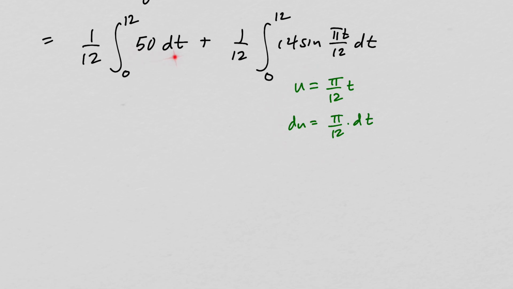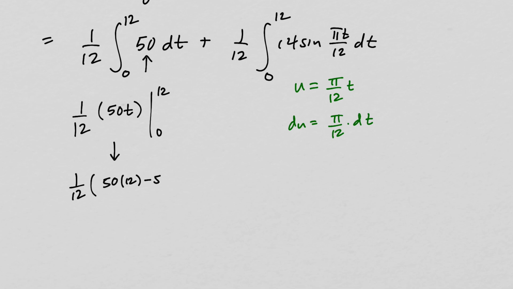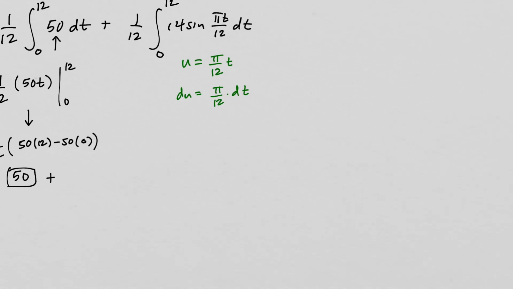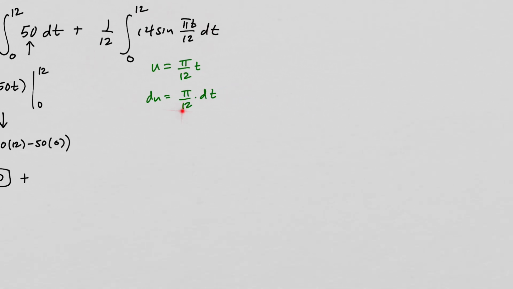And then here, this is a straightforward integral. So for this one, we just have 1/12, and then the antiderivative of 50 is 50 times t, and that's going to go from 0 to 12. So we can go ahead and calculate this directly. We have 1/12, and then 50 times 12 minus 50 times 0. And this, of course, is just going to be 50. So we'll save that value. Now we need to add to it the value of this other integral that you see here.